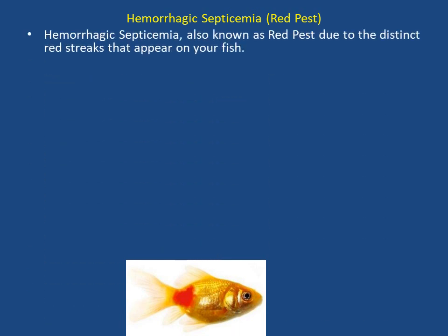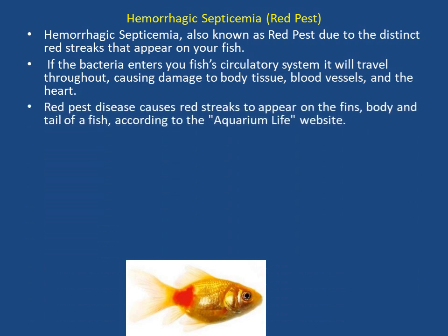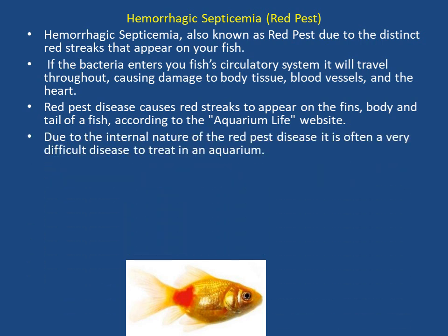So the next one is hemorrhagic septicemia, that is red pest. Hemorrhagic septicemia is also called red pest, due to the distinct red streaks that appear on the fish. If the bacteria enter the fish circulatory system, they will travel throughout, causing damage to blood tissues, blood vessels, and heart. Red pest disease causes red streaks to appear on the fins, body and tail of the fish. So it is given on the Aquarium Life website.